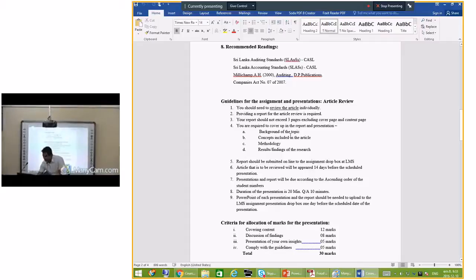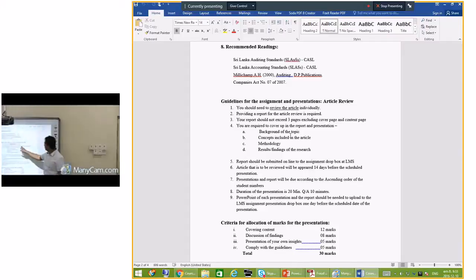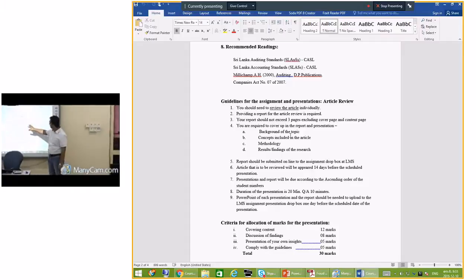So, guidelines for the assignment and presentation, everything is given. You should do a review article individually, or as a group, maximum of 5. Providing a report for the article review is required. Your report should not exceed 3 pages excluding the cover page. The number of pages is not a compulsory rule, so it's up to you to decide what important information to include.